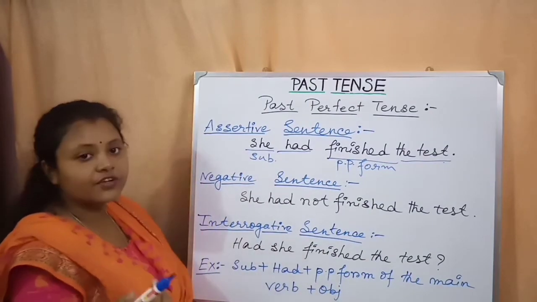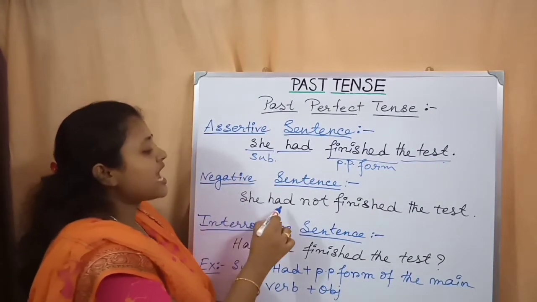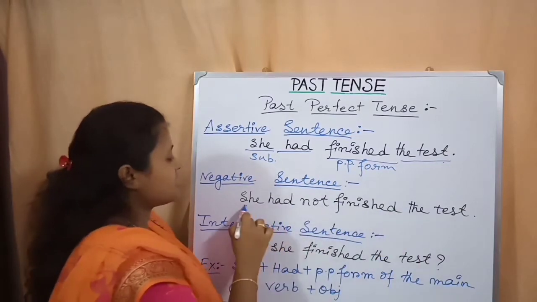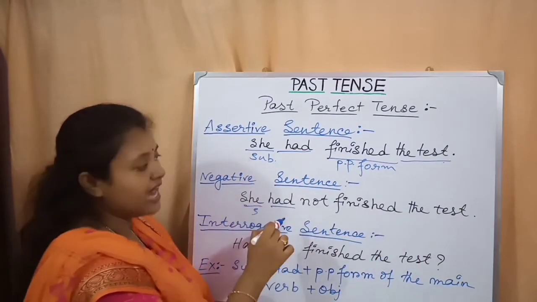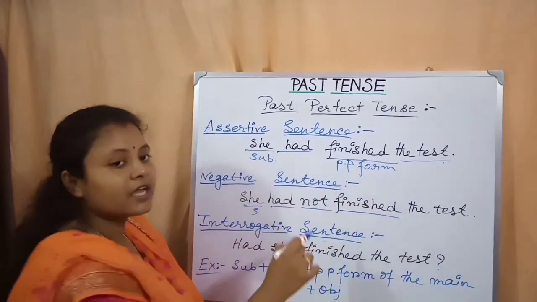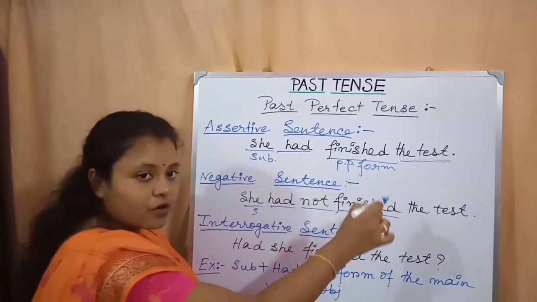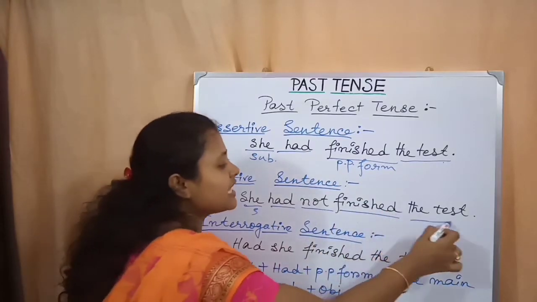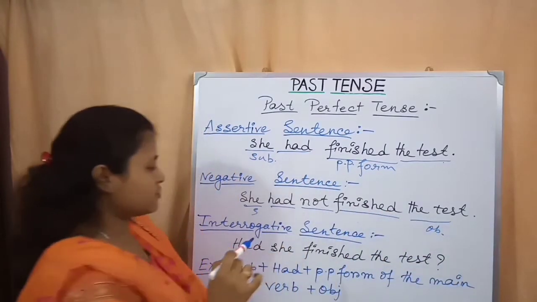Negative sentence, how will you write? Same. She had not finished the test. Subject, after that had you have to write. Then not. Then the PP form of the main verb. Past participle form of the main verb. After that the object you have to write.